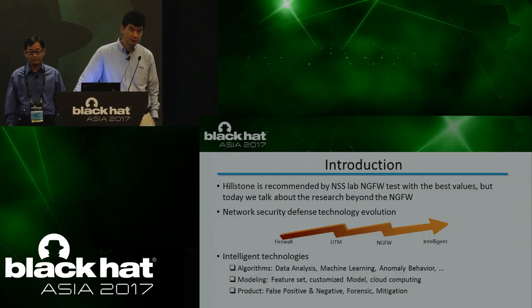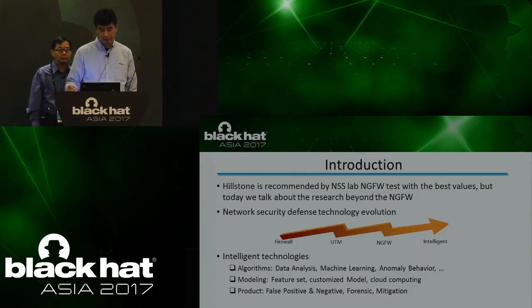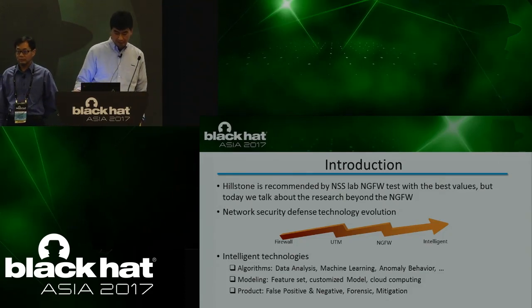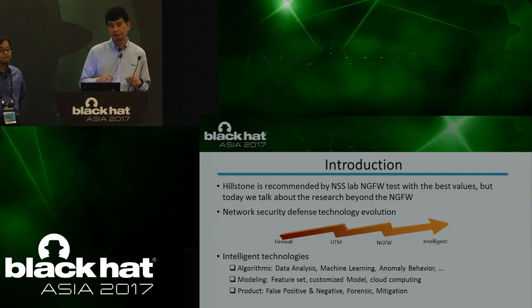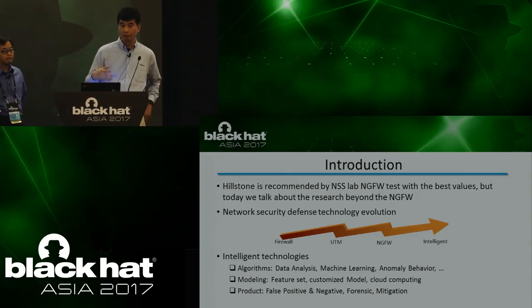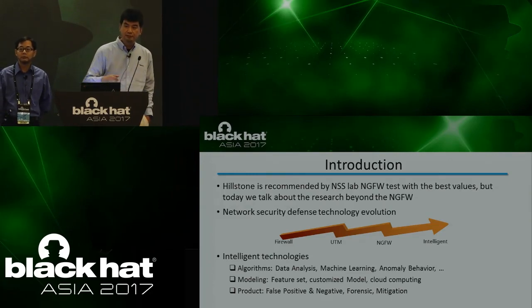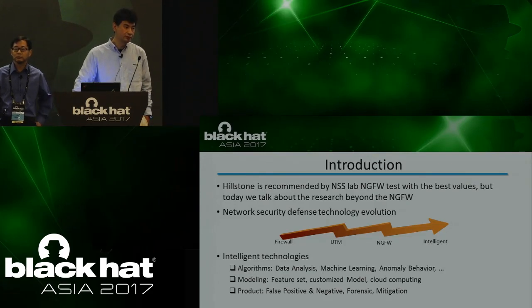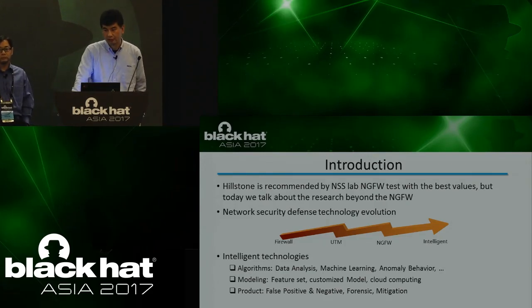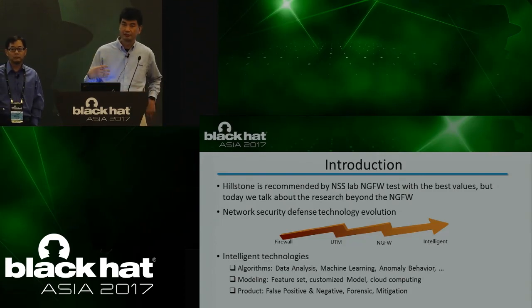And from our view, the intelligent technology comes from algorithms, maybe like data analysis, machine learning, cloud computing, and behavior analysis. But for the model, it is kind of the same thing. You need to define the object, define the feature set, and build your own customized model and calculation to get a model. Because we are not only doing research, we also build the product. So from the product view, we have a lot of experience. From our view, false positives and false negatives are the key things we need to consider. Also, like the keynote said, visibility.